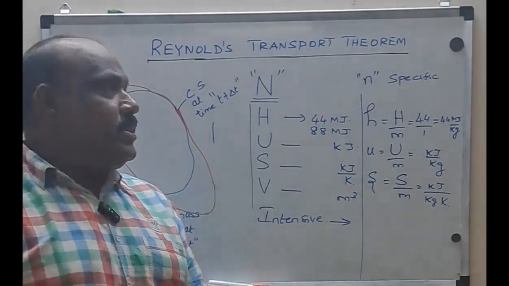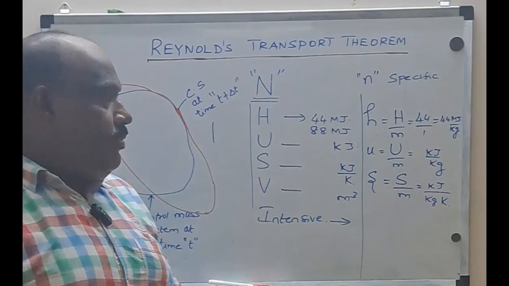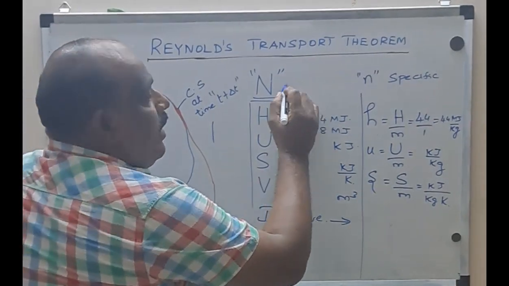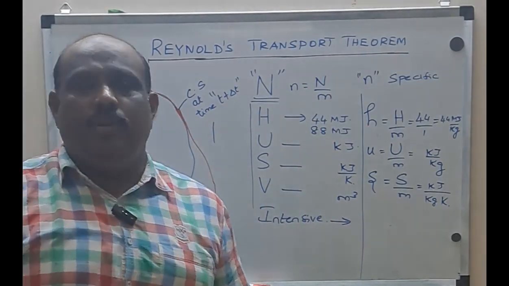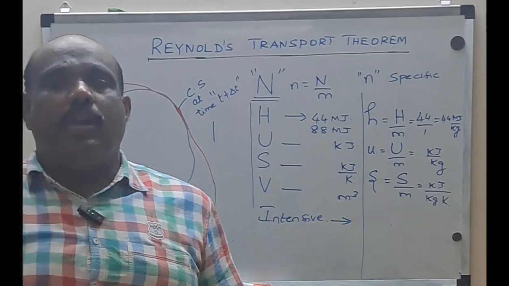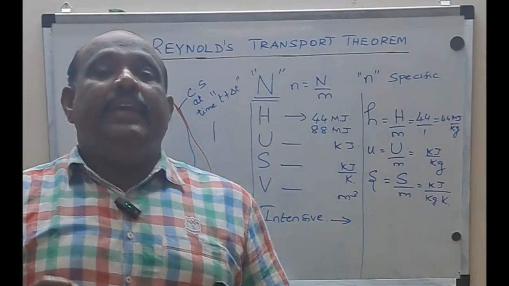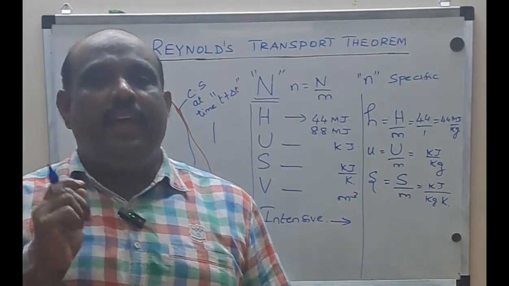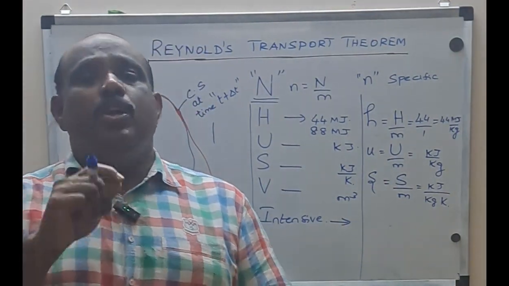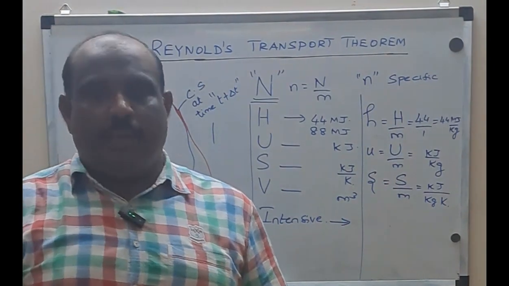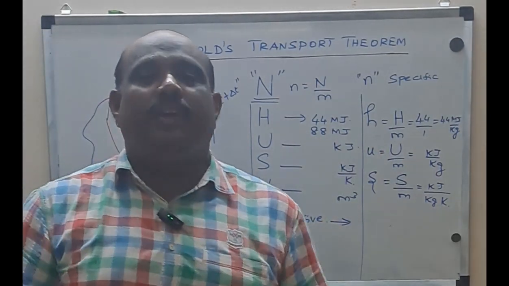Now what is the relationship between capital N and small n? Can you tell me? Small n will be capital N by mass. You are right. So small n equals capital N by M. These are the three properties I want to mention. With respect to extensive and intensive properties, capital N can be any extensive property and small n the corresponding intensive property. The relationship is small n equals capital N by M. These are the three things you want to know. I have given more examples to make it clearer.